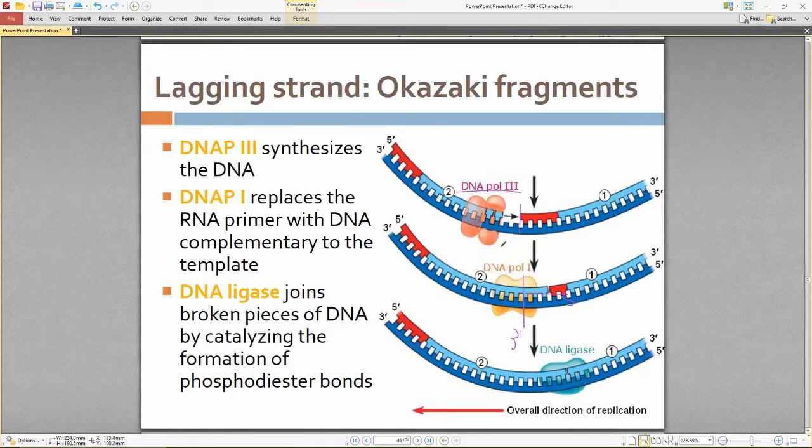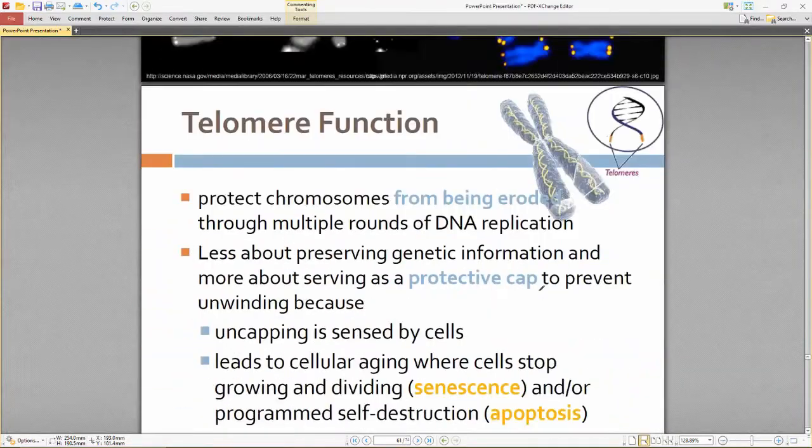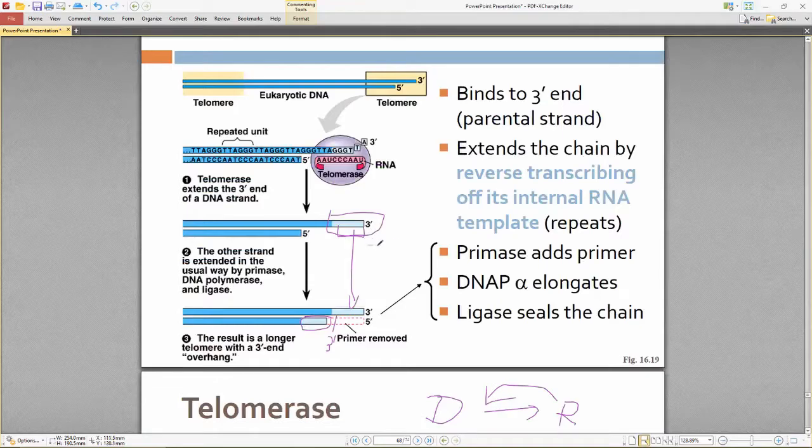Okay. So since DNAP3 was able to do its job further down, there's a 3' end for DNAP1 to come and replace the primers. At the end of linear DNA, there is no DNAP3 that has done its job. Does that make sense? So the 3' end is here. There is no 3' end here. And that's why there's a gap.